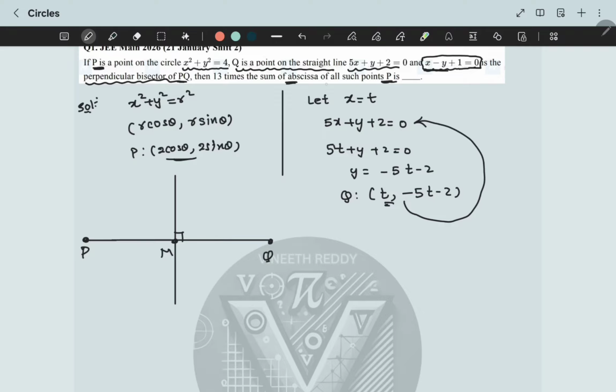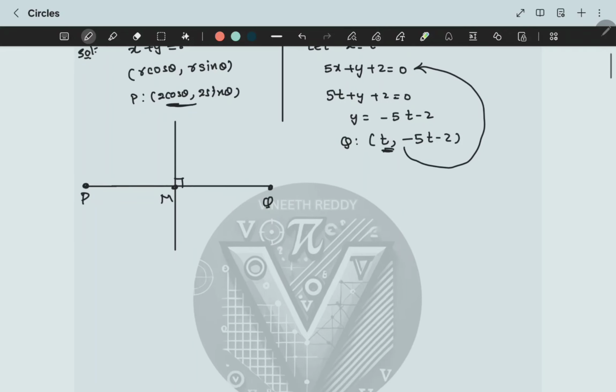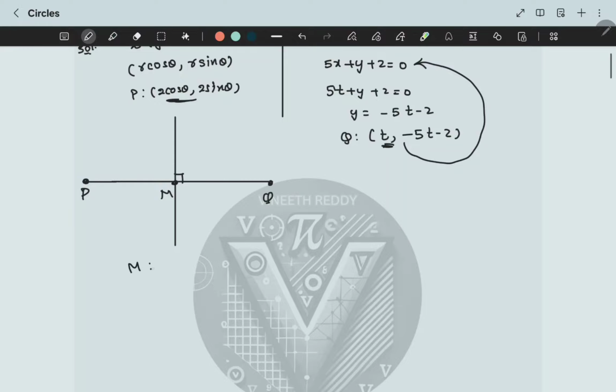Acha, we need sum of abscissa of all such points P, right? That means we need the value of theta alone. So t is not required. That means we have to eliminate t. That is also fine. Firstly, we will find M. M is the midpoint of PQ. That should be x1 plus x2 divided by 2, that is 2 cos theta plus t divided by 2, and y1 plus y2 divided by 2, right?